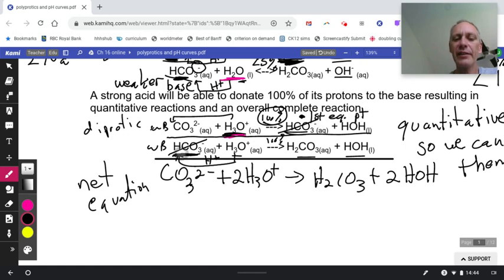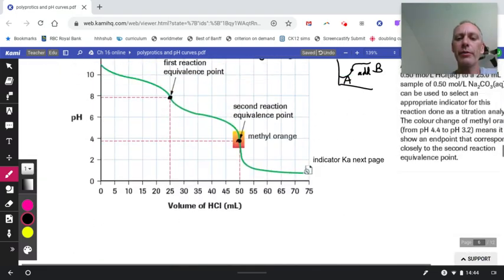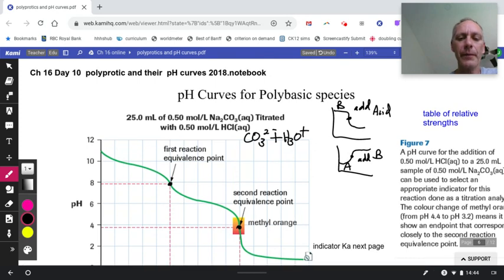Then the second strongest base starts to react. And when it's done, you get the second equivalence point. So the idea is when you're looking at a pH curve, you should be able to explain what's going on. So I should have written that up here. This is CO3 2- reacting with our strong acid. And at this point, it's done.